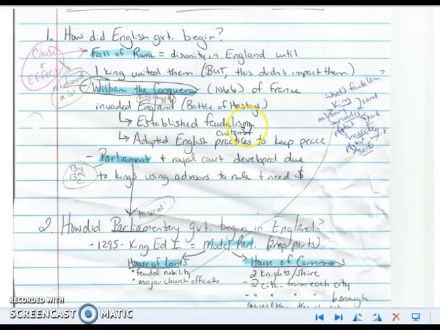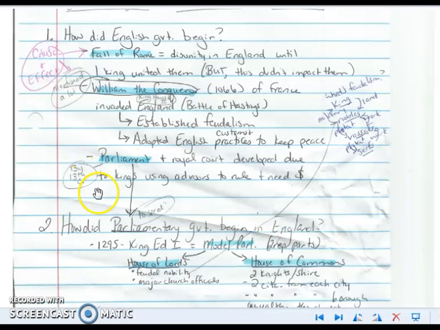So I've identified that key word, but I also need to understand why that's important. Why are we talking about feudalism with the British government? Because William the Conqueror, who helped establish this, also had to adopt English customs and practices to keep the peace. That's where Parliament is going to be formed, because it develops due to the fact that kings are using advisors to rule the land and they're going to need money.